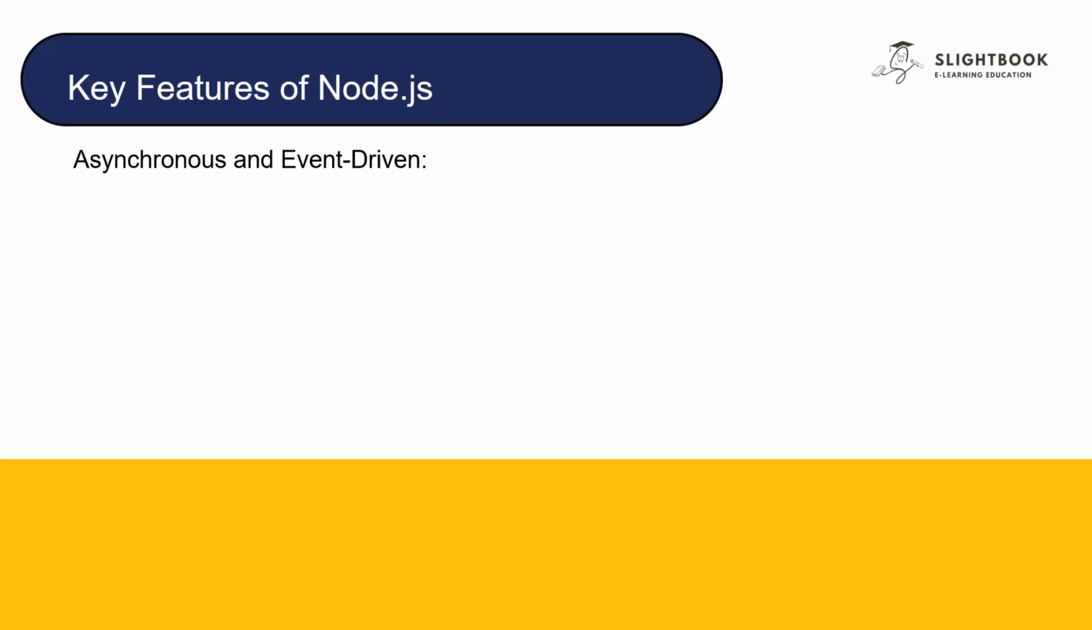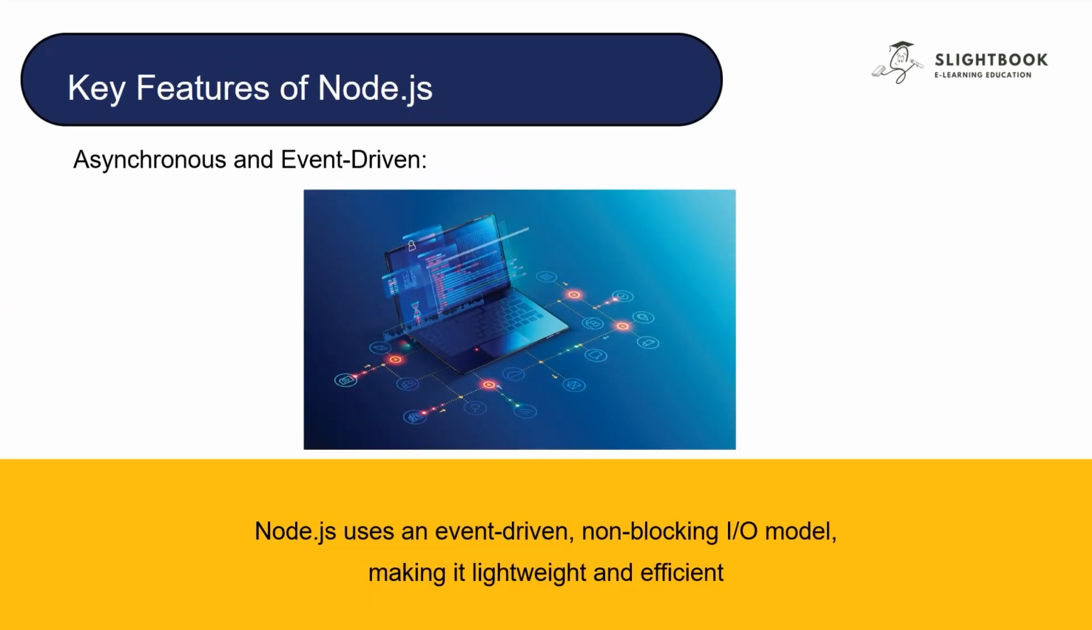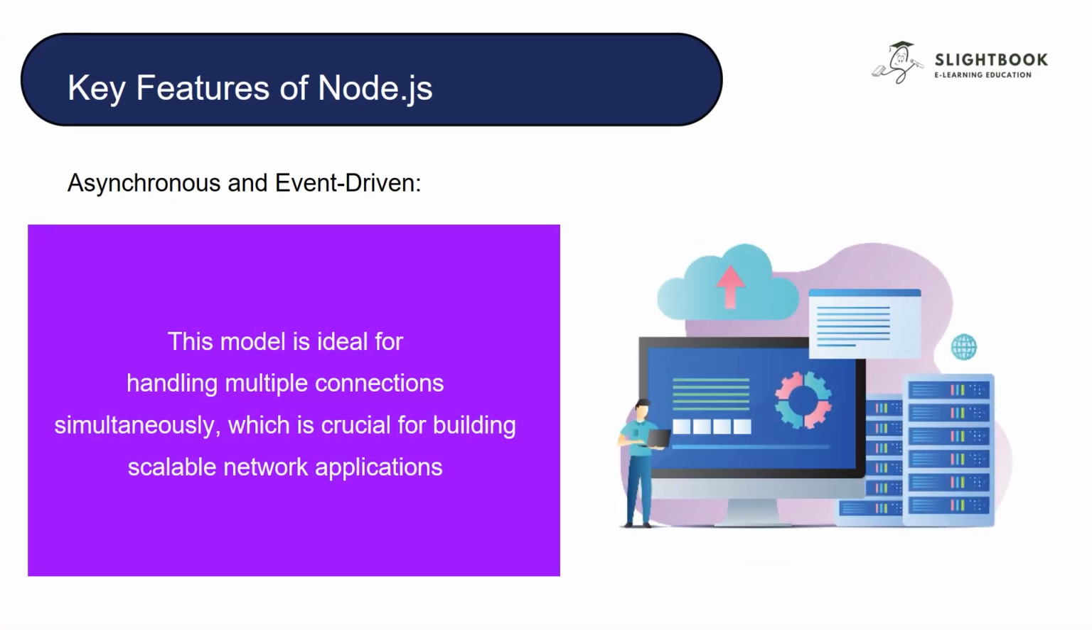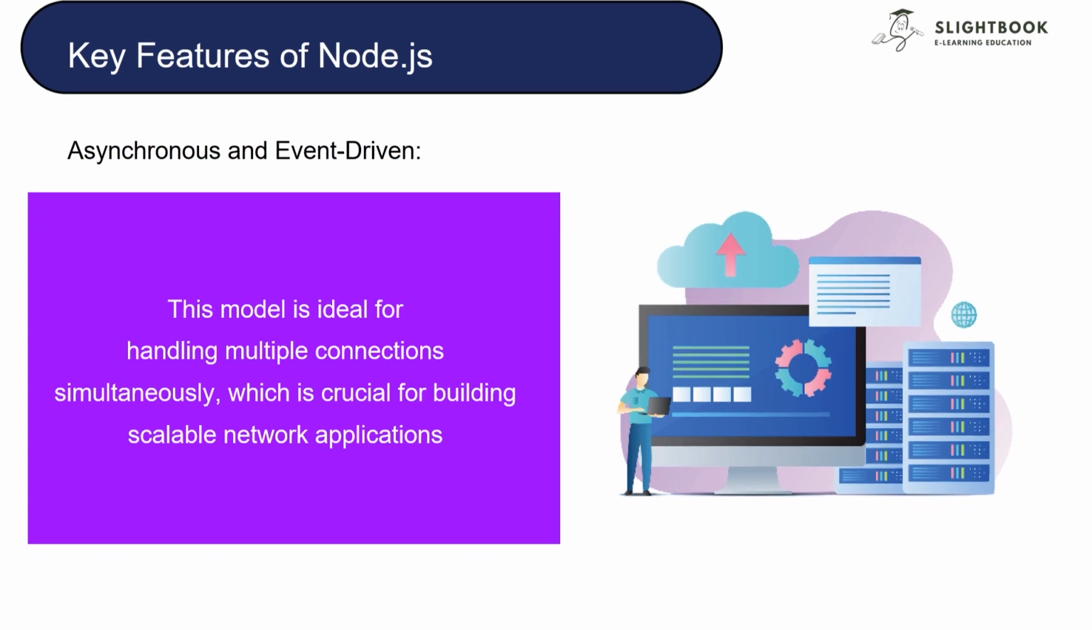Asynchronous and event-driven. Node.js uses an event-driven, non-blocking input-output model, making it lightweight and efficient. This model is ideal for handling multiple connections simultaneously, which is crucial for building scalable network applications.